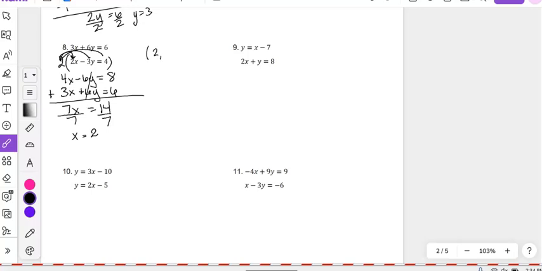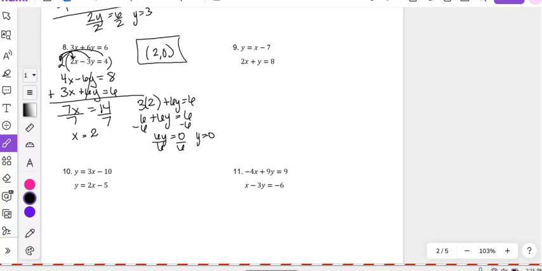So I'm going to plug that back into one of my original equations so I can get my y. So I'm going to have 3 times 2 plus 6y equals 6. 6 plus 6y equals 6. Subtract 6. 6y equals 0. Divide by 6. Y equals 0. So my answer is 2, 0.